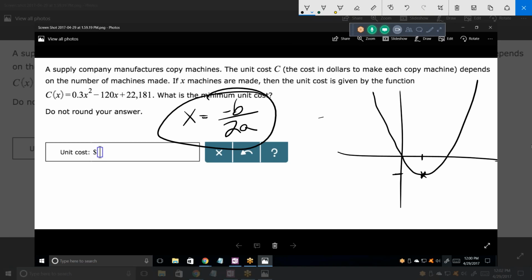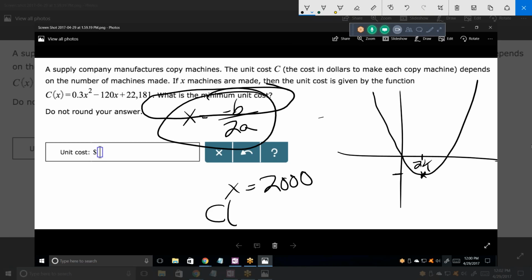All right, and in this case, it's 2,000. So x equals 2,000? Yes. So that's 2k right there. And that's all they wanted. Oh no, what is the minimum unit cost? So I plugged 2,000 in. When 2,000 machines are made, that's when you get your minimum cost. And what is C of 2,000 equal to?